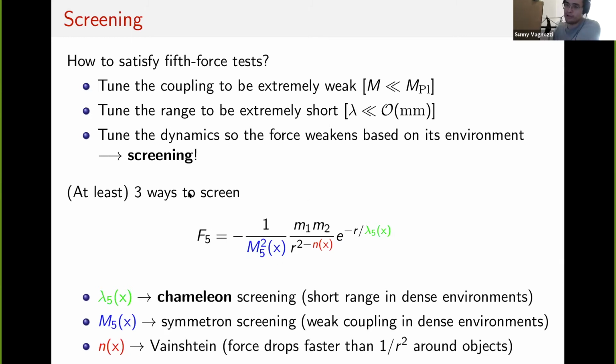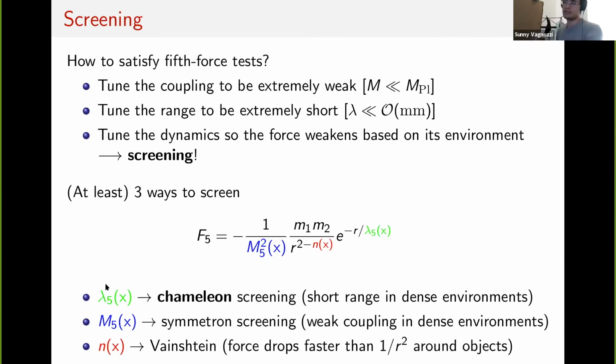Now, if you look at the expression for a fifth force, you can see there are at least 3 handles you can play around with to tune it. You can play around with the coupling, and that's what we get in the so-called symmetron screening mechanism. You can play around with the inverse square law, and that's typically what happens in the Vainshtein mechanism. And I believe in this group meeting, you heard about this from Daniela Saadeh recently. And you can play around with the chameleon screening mechanism, which plays around with the range of the fifth force. So you want a force which becomes very, very short range in dense environments. And that's the one I'm going to be interested in this talk.